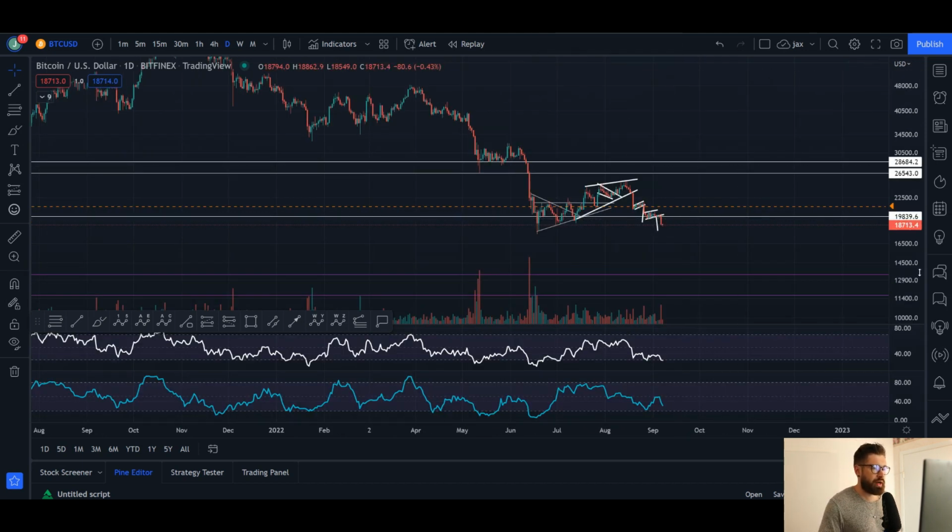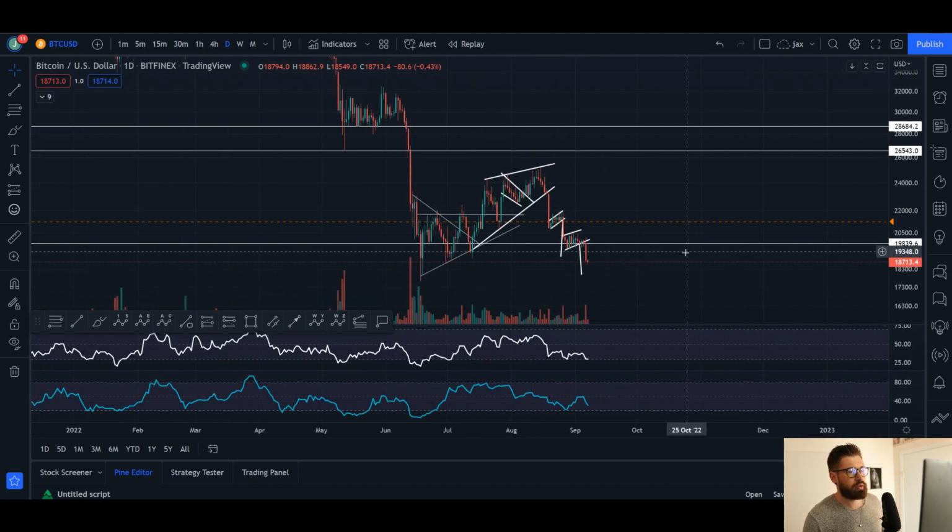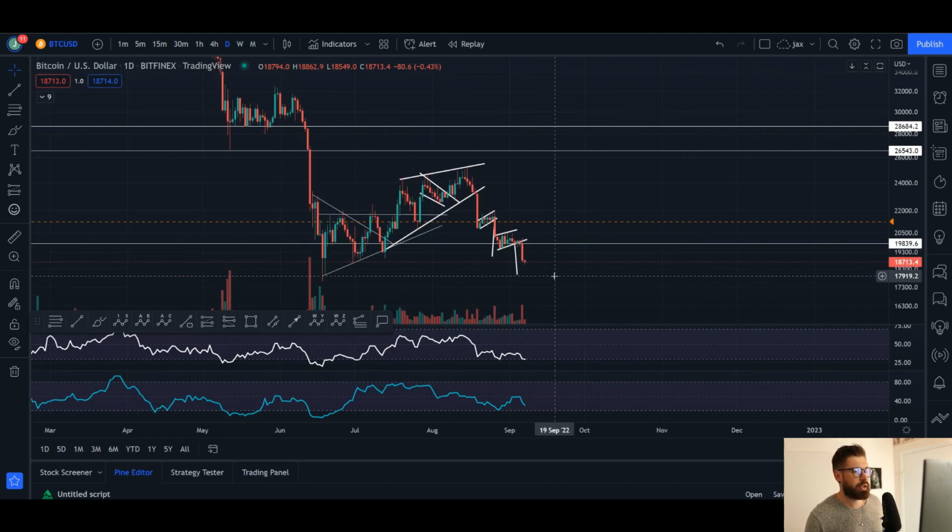We've been watching these bear flags, which we have broken down from once again. So we have a technical target all the way down here at about 17.9K. As you guys know, I'm not much of a patterns trader, but we did meet the technical target of this rising wedge. We met the target of this bear flag. So I wouldn't be surprised if we meet the target of this bear flag at about 17.9K.